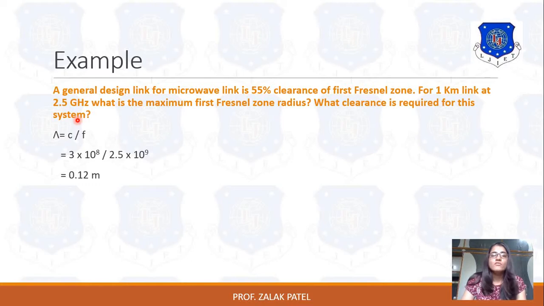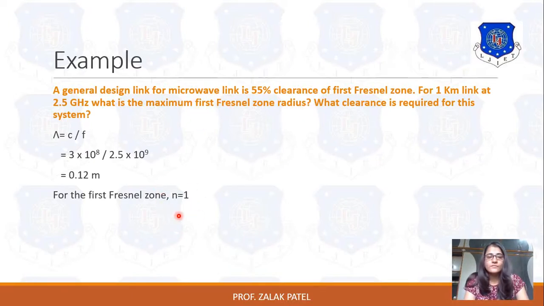Now we calculate the maximum first Fresnel zone radius. Since the first Fresnel zone's radius is asked, we take n equal to 1. If the second Fresnel zone is asked, we take n equal to 2. If the third Fresnel zone is asked, we take n equal to 3. Accordingly we can choose many values of n.